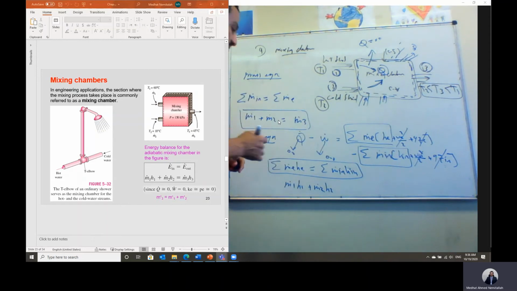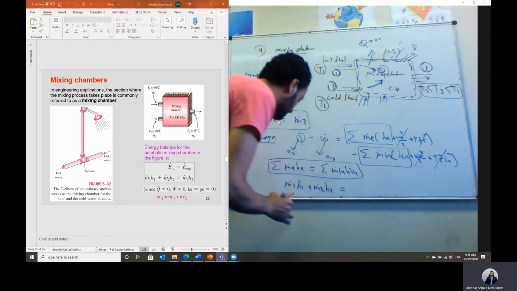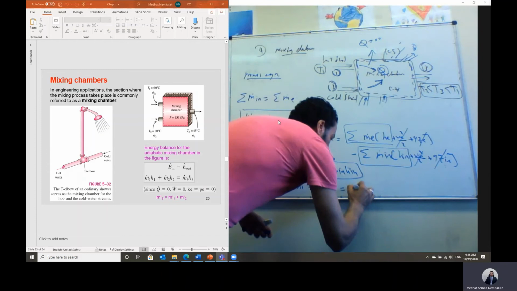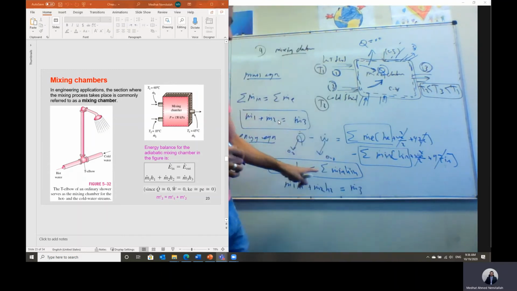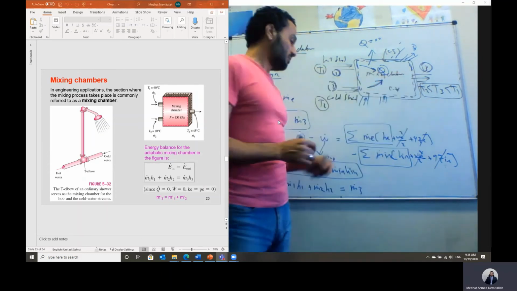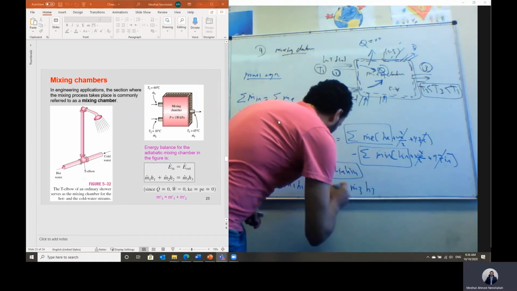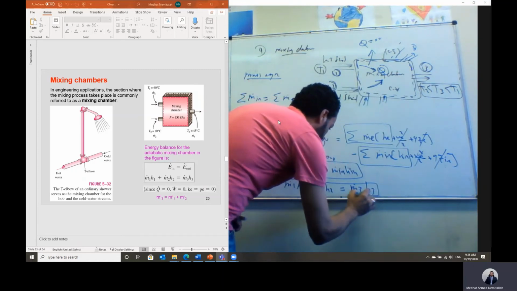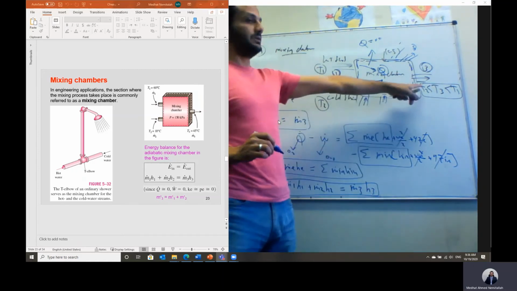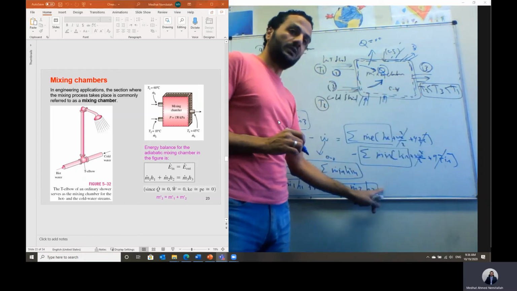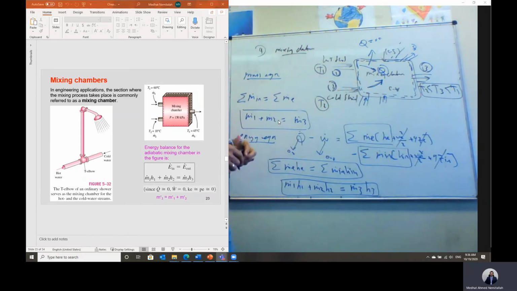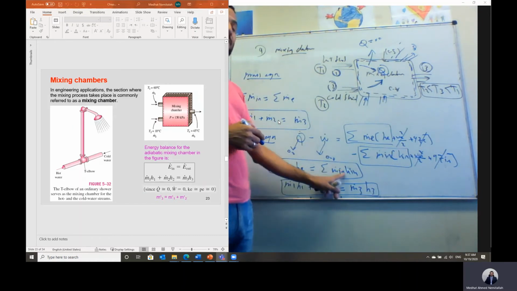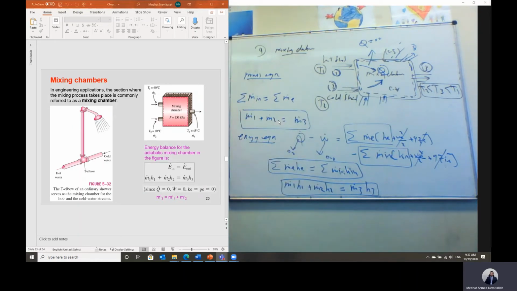Right, this is actually the energy equation. m dot 1 h1 plus m dot 2 h2 will equal m dot h exit, which is m dot 3 multiplied by h3 in this case. Now if we have another exit, then in this case I will add plus m dot 4 h4, whatever. So we have summation of mass flow rate exit h exit equal to summation of mass flow rate inlet multiplied by h inlet in this case.